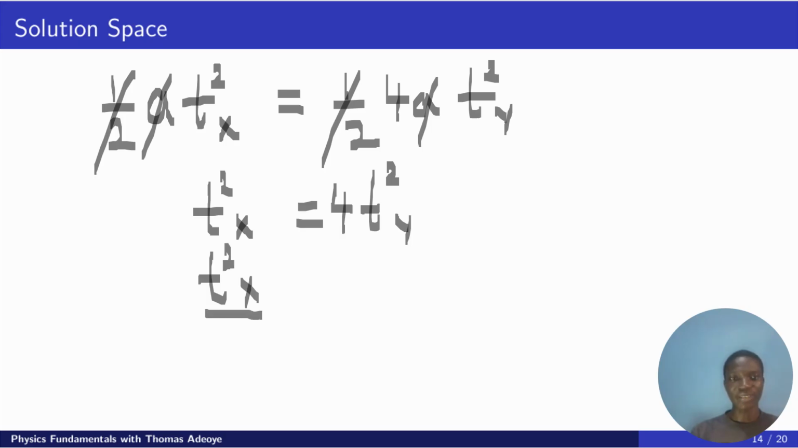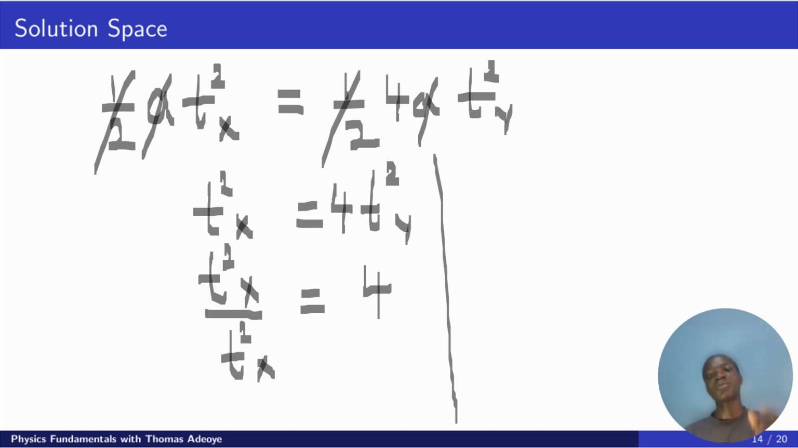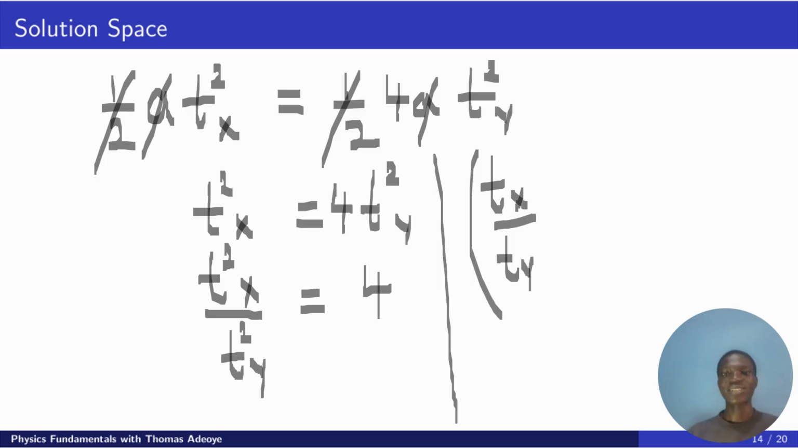tx squared divided by ty squared, and that will give us 4. Okay, now the next thing is, it is the ratio of tx and ty, not the ratio of tx squared and ty squared. The question says the ratio of tx and ty, so that means this square must leave. So in order to do that, we can say tx over ty, yes, since both of them are squared, equals 4.